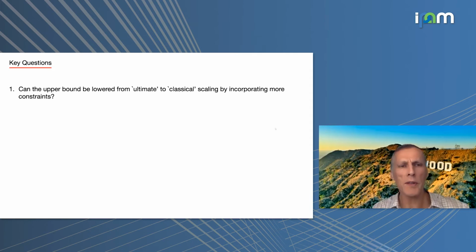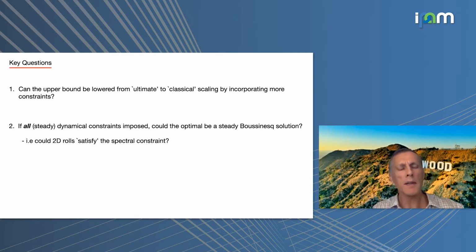So the key questions are, can the upper bound be lowered from the ultimate to the classical scaling by incorporating more constraints? And the second question, which was really the one that motivated me 2 or 3 years ago, is if you were successful enough to include all the steady dynamical constraints, could the optimal be a steady Boussinesq solution? And in particular, could that steady Boussinesq solution just be these 2D steady rolls that Wall F found?